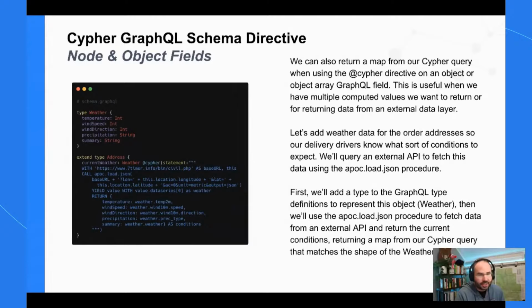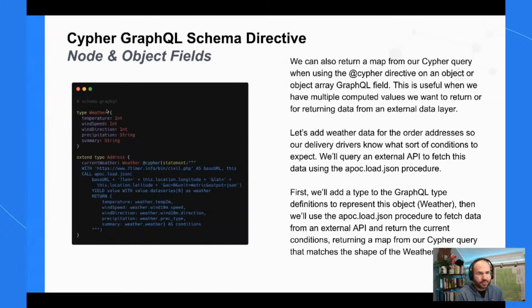So for example, here we've added a weather type that has things like temperature, wind speed, precipitation, that we're fetching from some external API. We're doing this all using Cypher, using APOC load JSON, which if you're not familiar with APOC, APOC is the standard library for Neo4j that extends Cypher with some functionality. So here we're calling out to another API to fetch weather data for, in this case, our delivery drivers to know for the addresses the orders are going to, what the weather is going to be like.